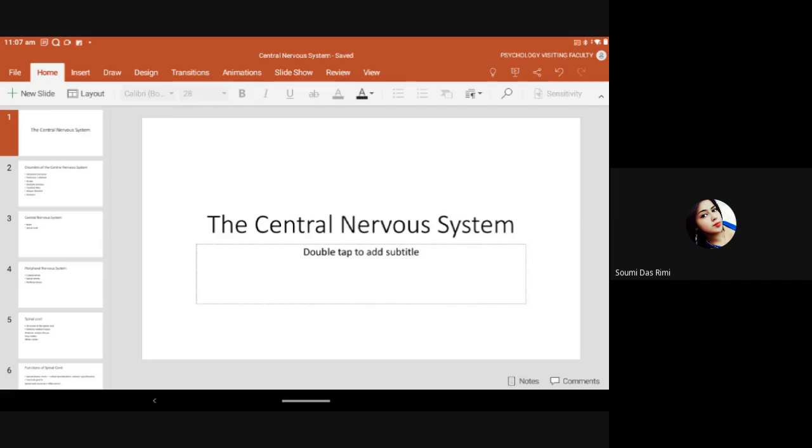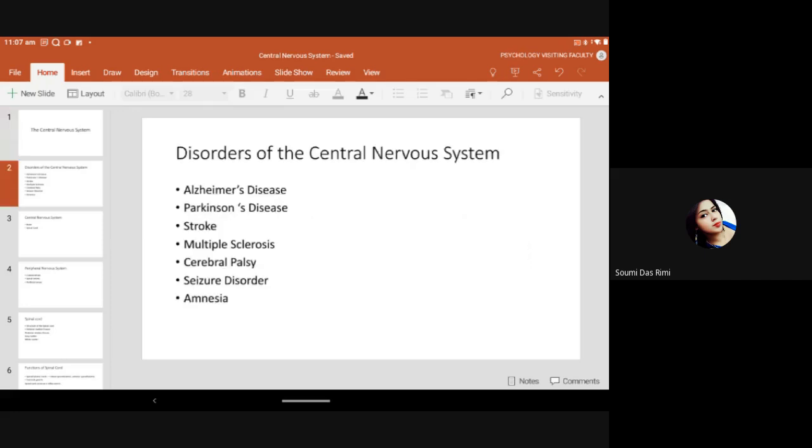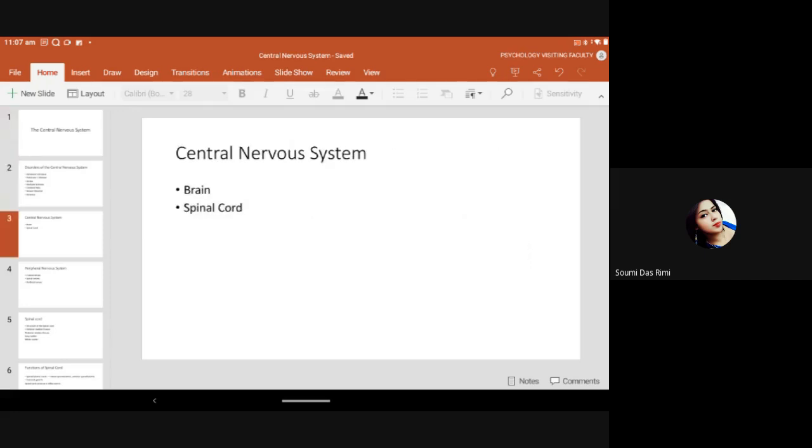Now this central nervous system mainly consists of the brain and the spinal cord. Okay? So the brain and spinal cord are the two main parts or organs of the central nervous system. And you all know that the brain is located within the skull, a bony structure, and it continues with the spinal cord. These are the most important parts of the central nervous system.